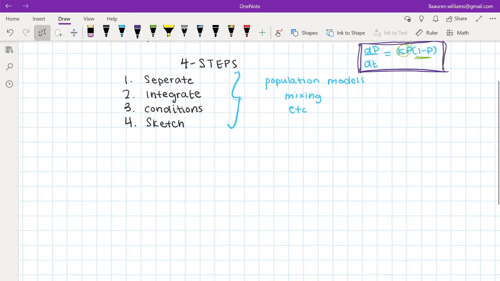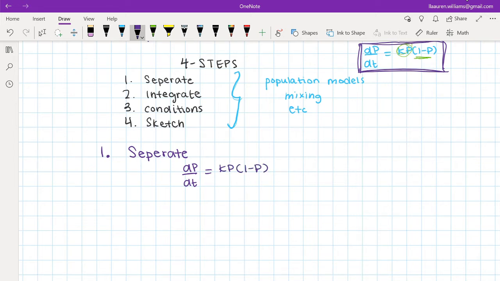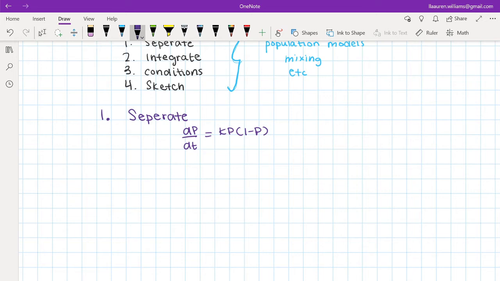Alright, so to start we need to separate. This means we need to get the two variables, the dependent and the independent variables, on different sides of the equation. So in this case, we need to separate dP and dt. We do this by bringing dt onto the right-hand side and all P terms onto the left-hand side. So divide both sides by kP(1 − P), and multiply the right-hand side by dt. And that's the first step.